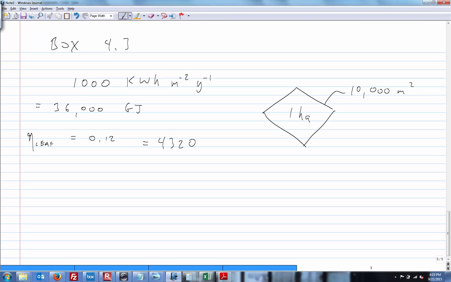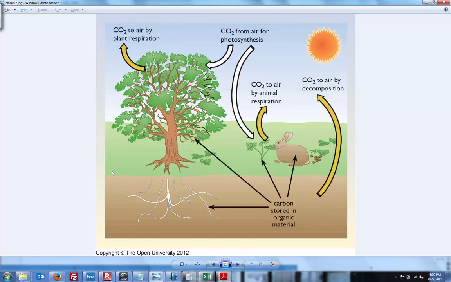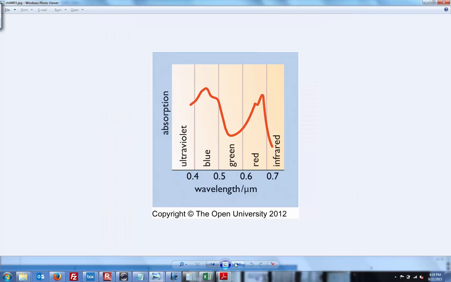Okay, 50% is photosynthetically active. So eta photo equals 0.5. What does that mean? Well, it's very similar to some of the spectra we were looking at with the PV systems. So this is figure 4.3.